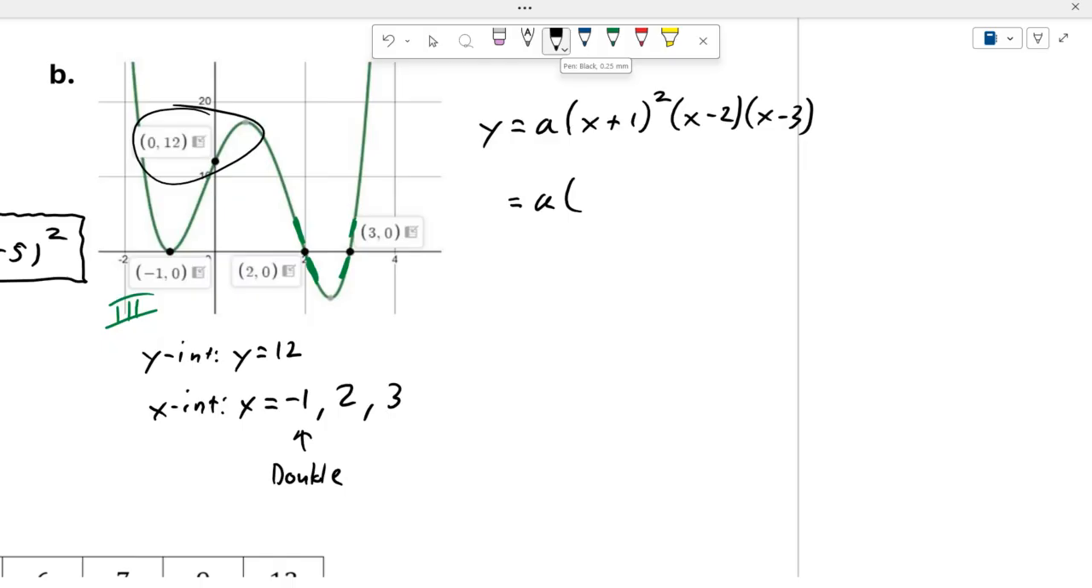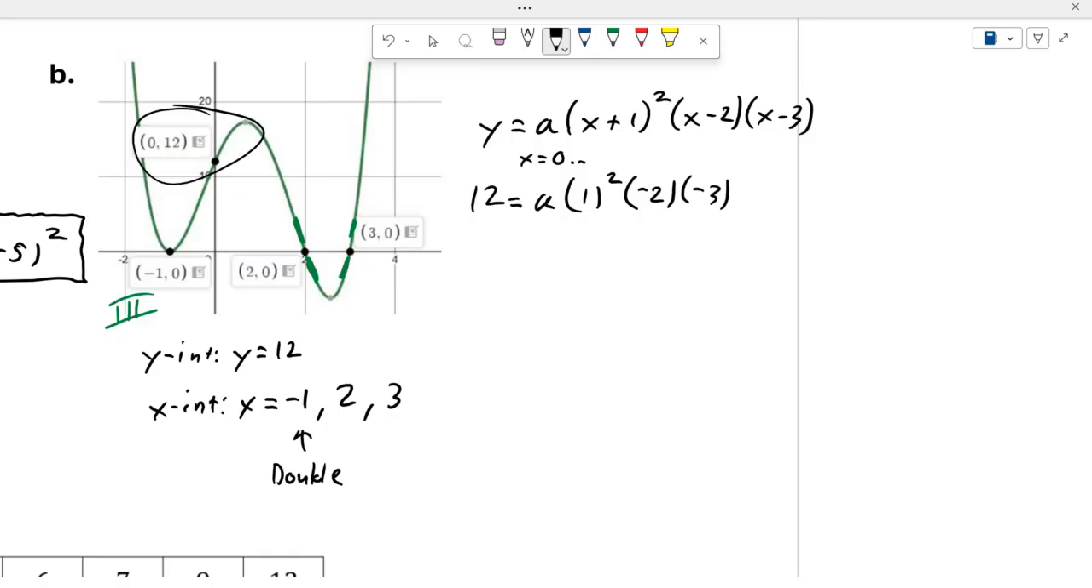So when x equals 0, I get 0 plus 1, which is 1 squared. Then I get 0 minus 2, which is negative 2. And then I get 0 minus 3, which is negative 3. I'm just letting x equal 0, and the graph says that when that happens, you get a 12. That is the result of plugging in 0 into this function.